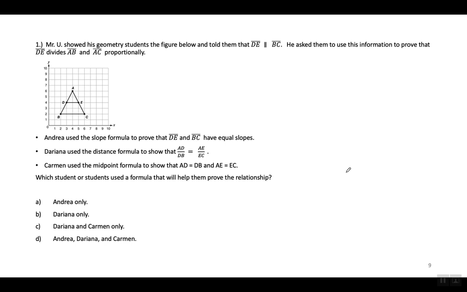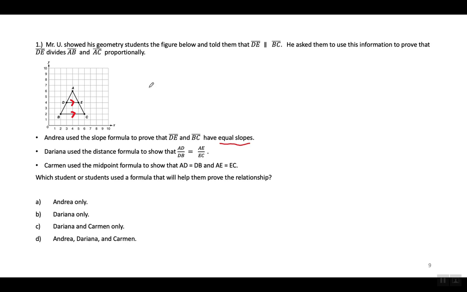Andrea used the slope formula to prove that segments DE and BC have equal slopes. That's important because if segments DE and BC have equal slopes, that means they're parallel. This segment is parallel to this segment right here. All right. This is the triangle proportionality theorem that I just showed you a few slides ago.